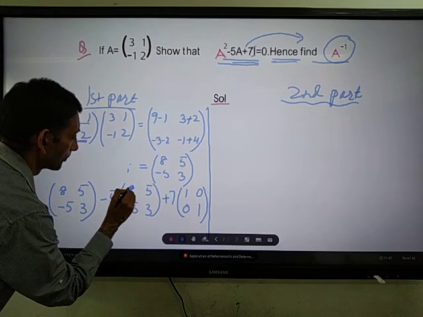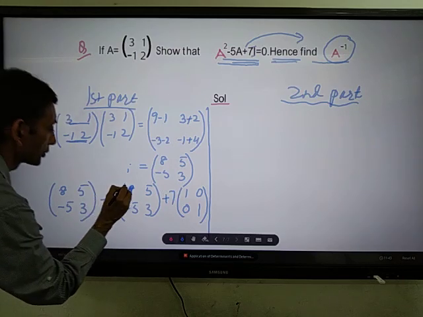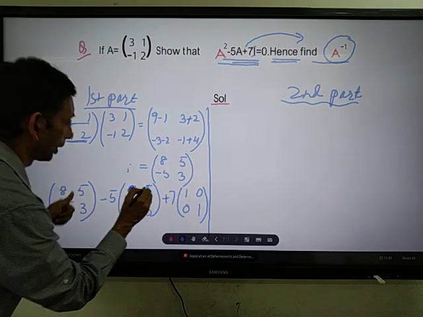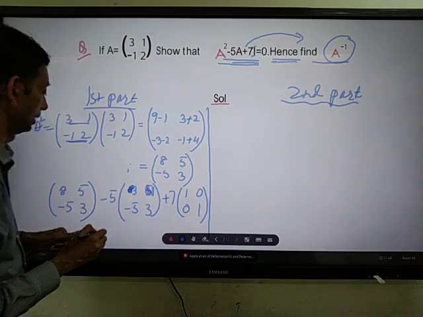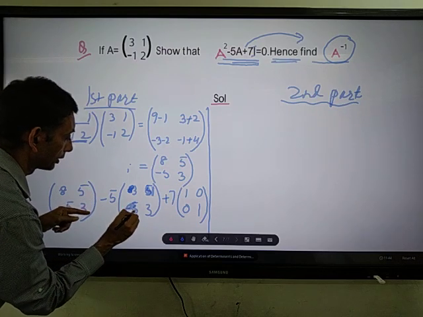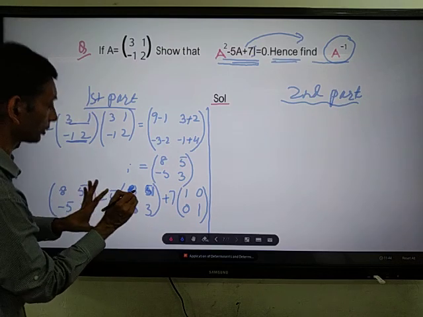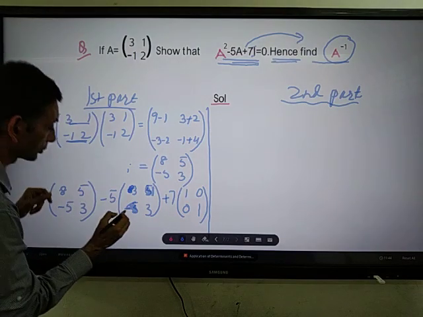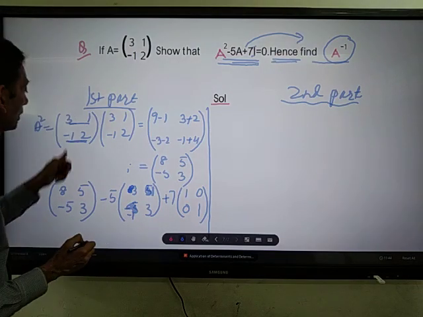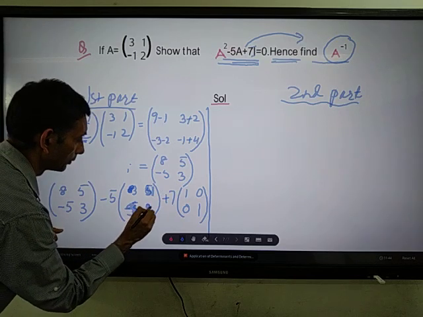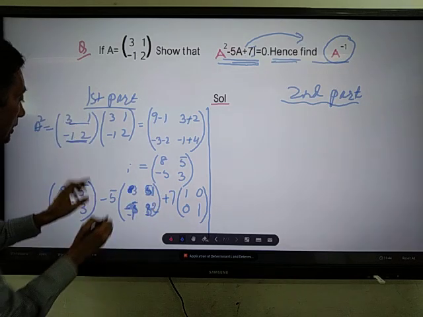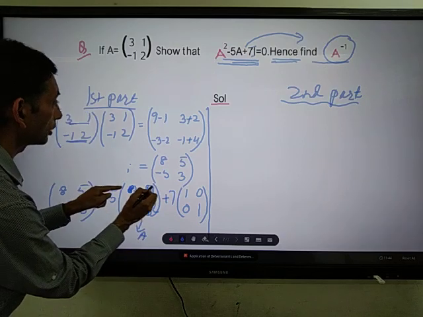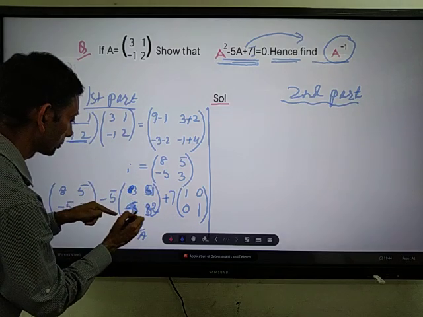This is 3, and this element has to be 1. I have written the A square value here also. It should be only A. So I'll just correct this: 3, 1 and minus 1, and this will be 2. So what are the elements I have written? This is the A element. Remember this. This is A: 3, 1, minus 1, 2.